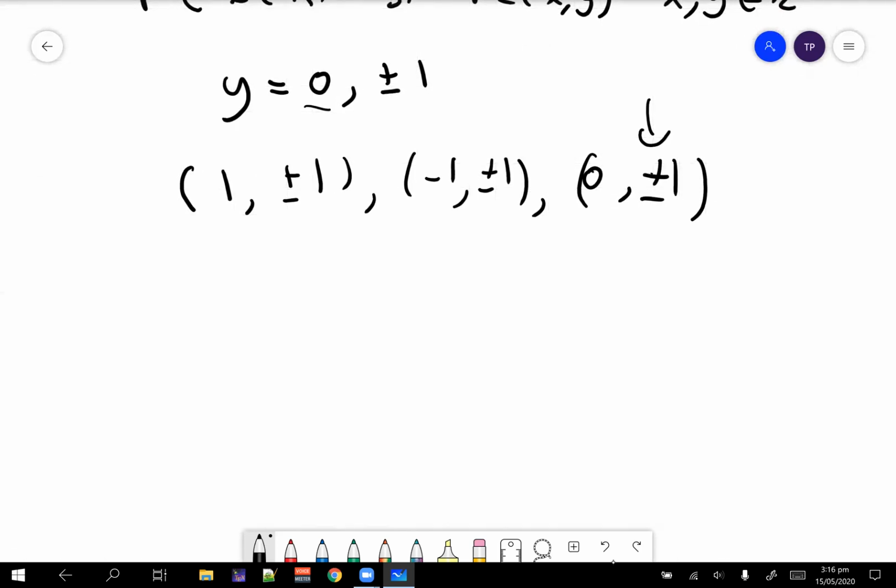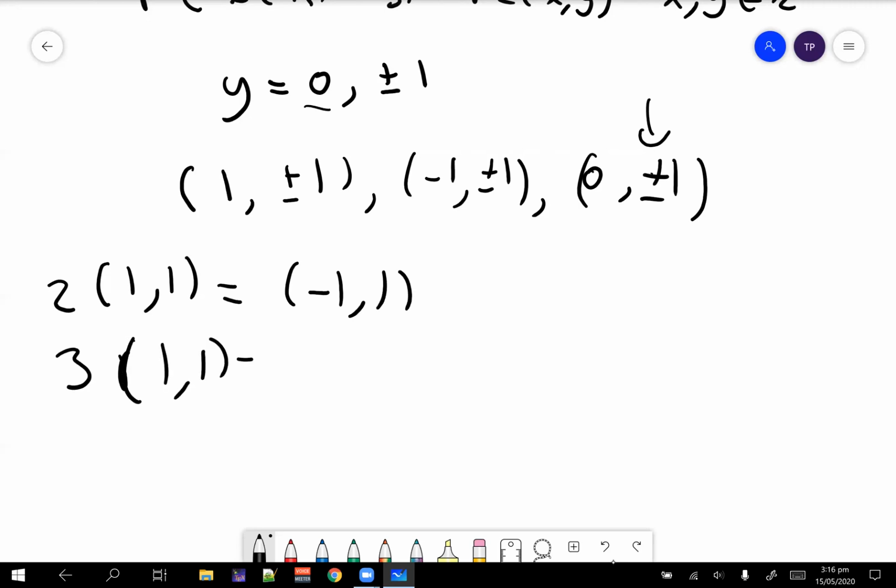So the first thing I'm going to check is the point 1, 1. And actually, if you compute, say, twice 1, 1, we get negative 1 comma 1. And if we compute 3 times 1, 1, we get 0, negative 1.